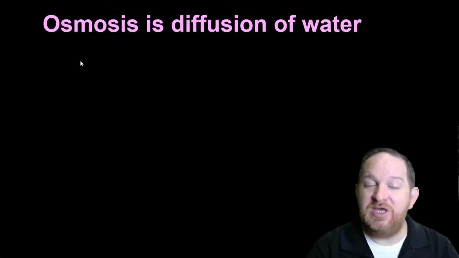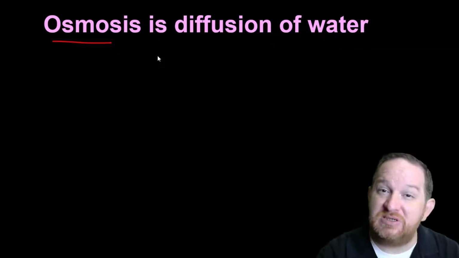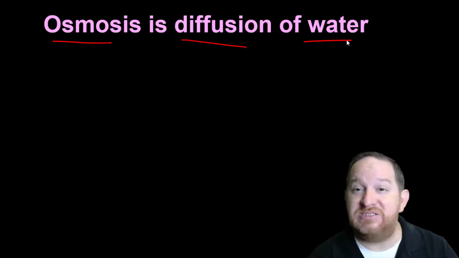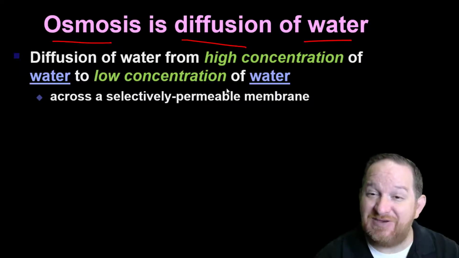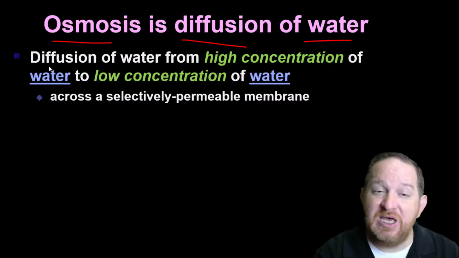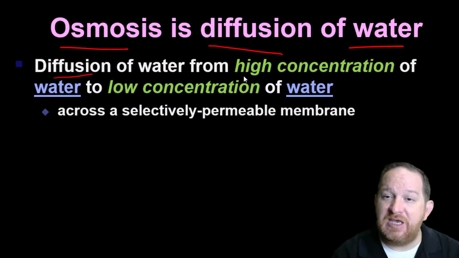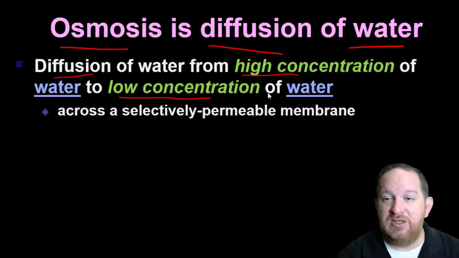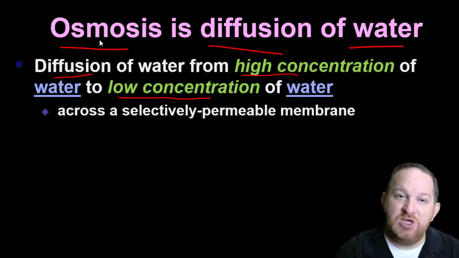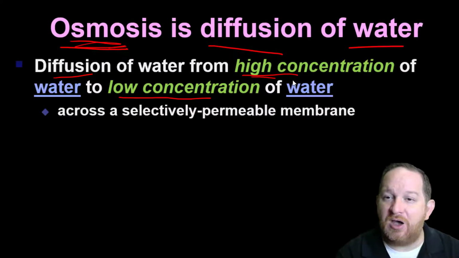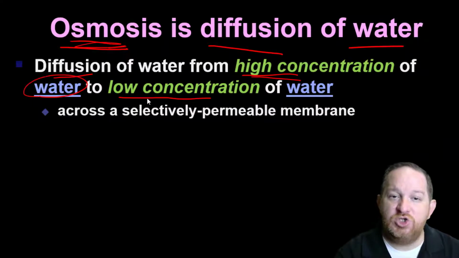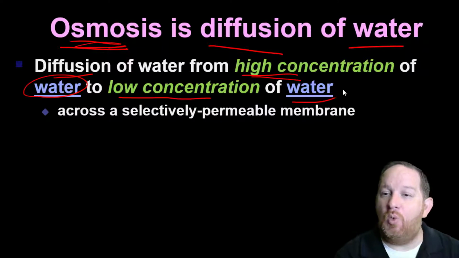So in the last video, we learned about osmosis. Osmosis is just the simple diffusion of water across a membrane. So there are some specific circumstances for this to take place. Diffusion of water is from a high concentration to a low concentration. Now look, I was really specific. So osmosis is the diffusion of water from a high concentration of water to a low concentration of water.